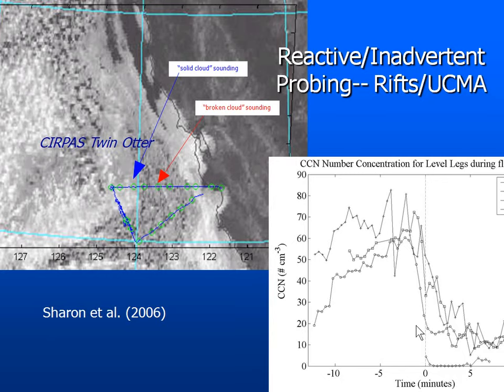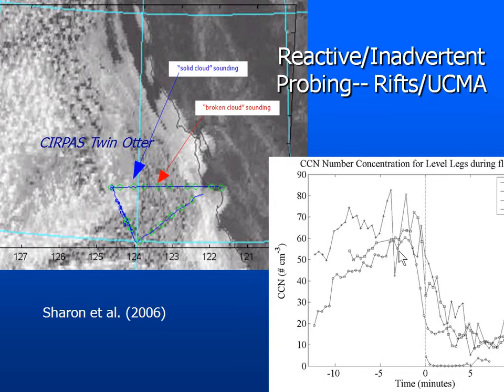As far as the natural variability, how does that affect the aerosols? Again, a little serendipity here: we had a chance to fly across one of these rift or pox areas that you can see here. It was just off the coast of California, flying along in this direction. Fairly solid clouds, then more broken clouds.